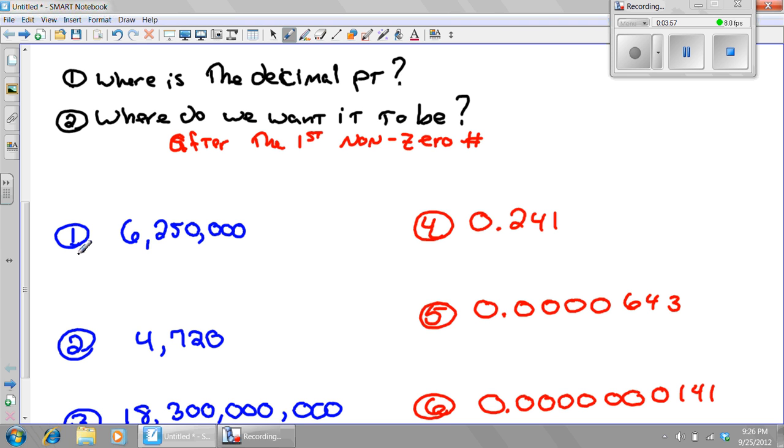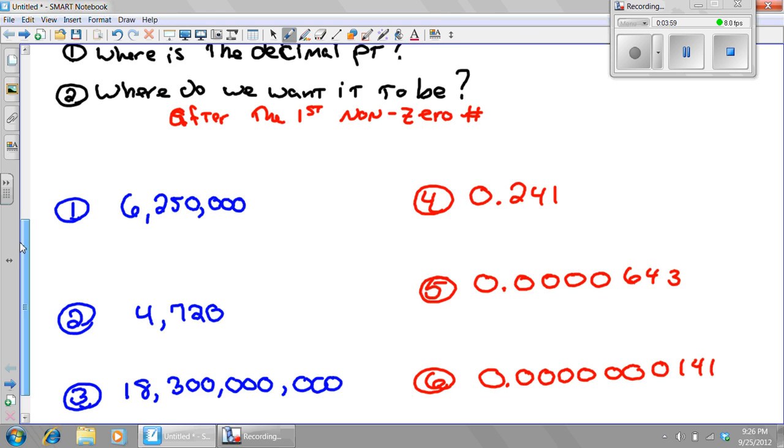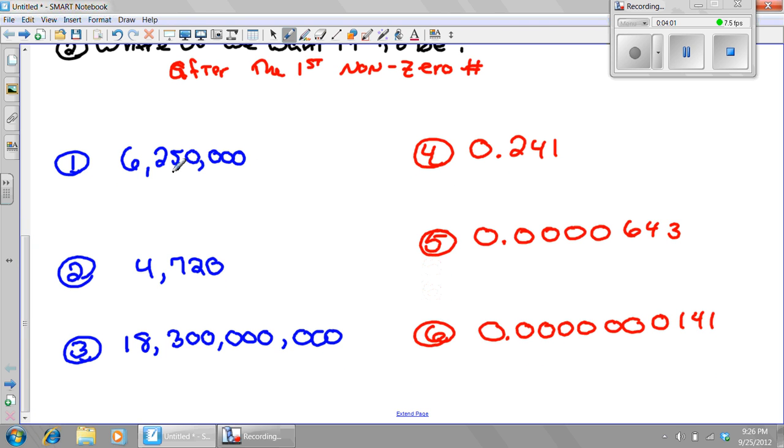Okay, after the first non-zero number. So in sample problem number 1 here, we want the decimal point to be here. It's not there right now, but that's where we want it. In problem number 2, we want it to be after the 4, the first non-zero number. Problem number 3, we want it to be after the 1. In problem number 4, we're going to want it after the 2. In problem number 5, we want it after the 6. And in problem number 6, we want it after the 1.